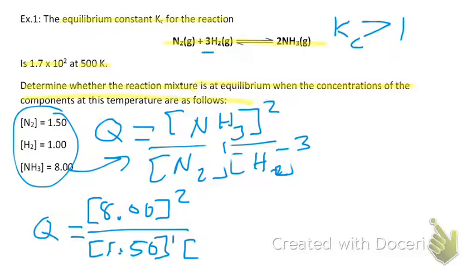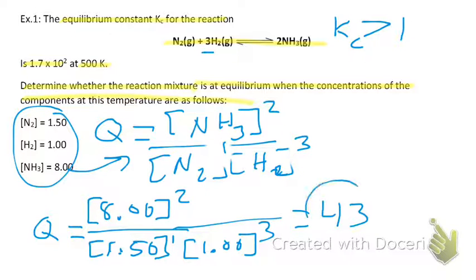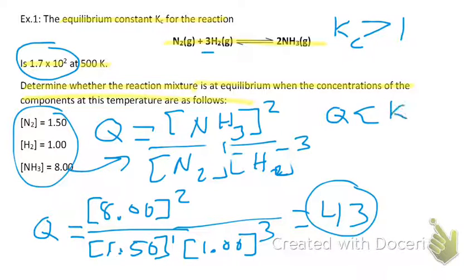And for hydrogen, that is 1.00 to the third. Okay? And when we solve for Q, do all the math, we should get Q at 43. Okay? So if we look at Q as being 43, and our Kc value is 1.7 times 10 to the second, that just tells us then that Q is less than our Kc value. So Q, let me write that a little bit better. Q is smaller than Kc.